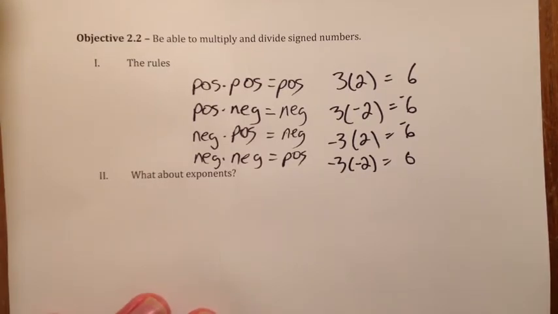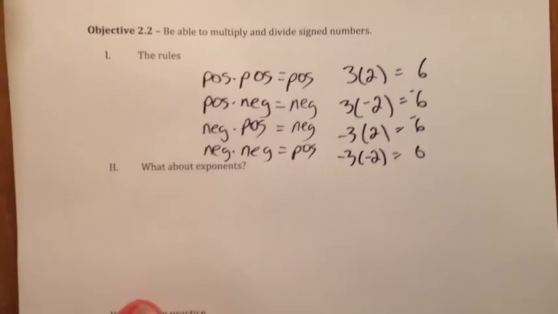Okay, if it was 6 divided by 3, the answer would be 2. Now if I change one or both those numbers to negative, I'm still going to have a 2. I just have to figure out the sign of my answer.